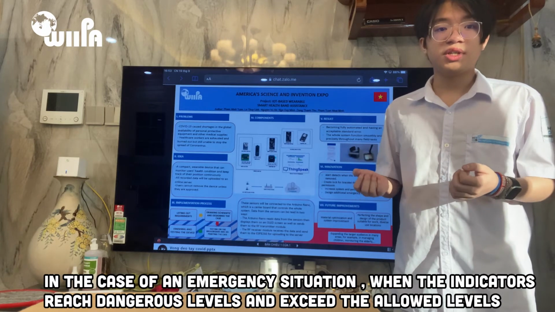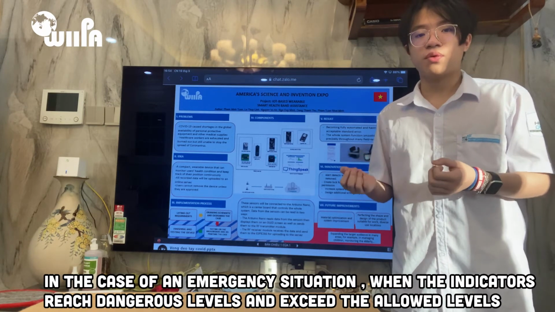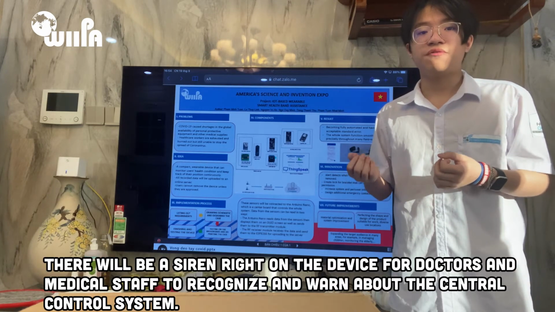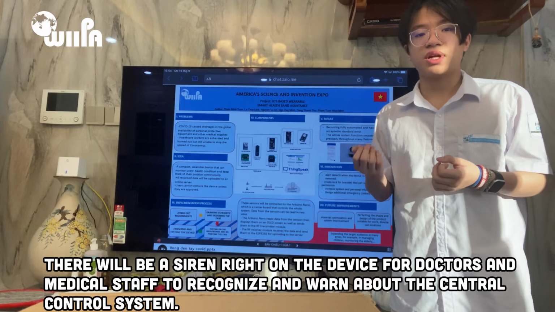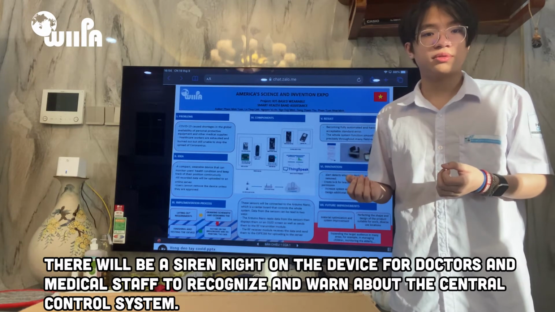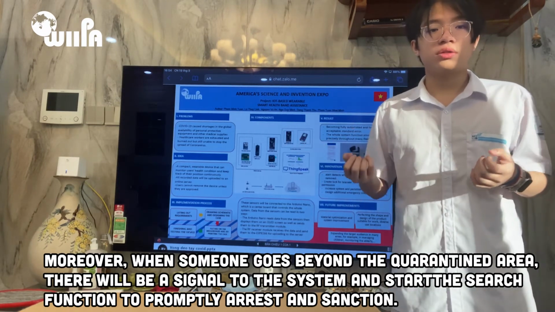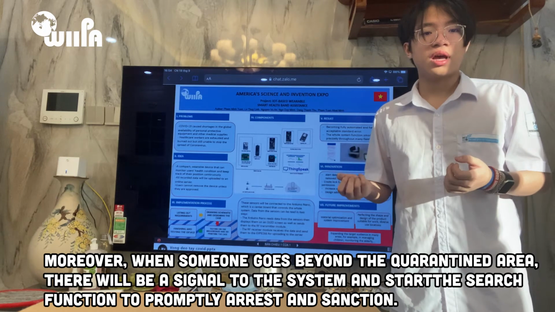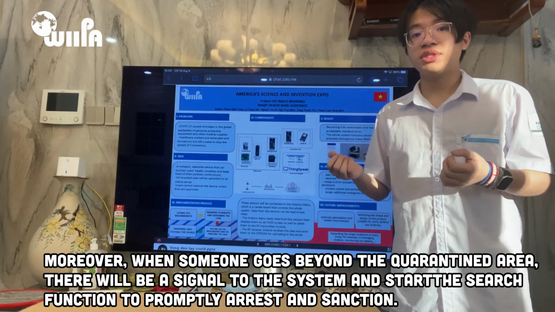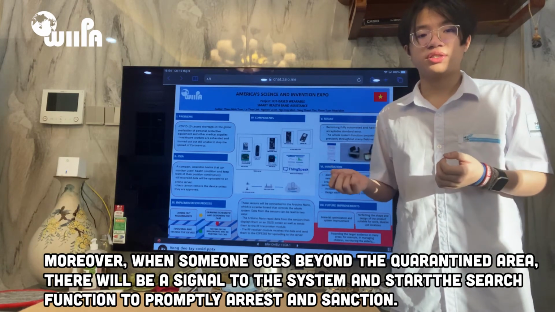In the case of emergency situations, when the indicators reach dangerous levels and exceed the allowed levels, there will be a siren on the device for doctors and medical staff to recognize and warn the central control system. Moreover, when someone goes beyond the quarantine areas, it will signal to the system and start the risk functions to properly handle and sanction.